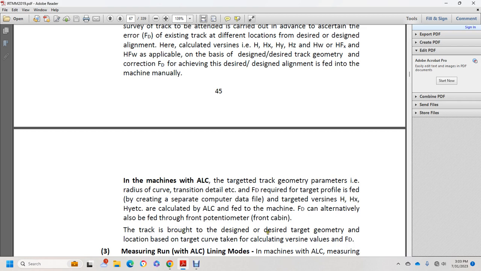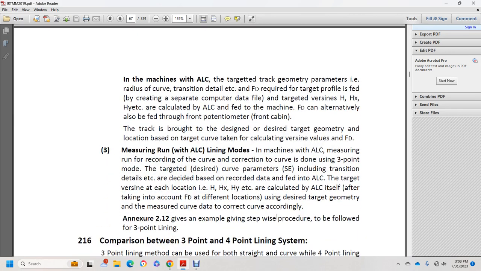The front of this is brought to the desired target geometry location with the target curve, taking the calculated versine line values in FD. Measuring the run, the automatic computer system in aligning mode measures the recorded curve, and the correction of the curve is done with the 3-point move to the target desired curve with the parameters, including transition detail, etc.